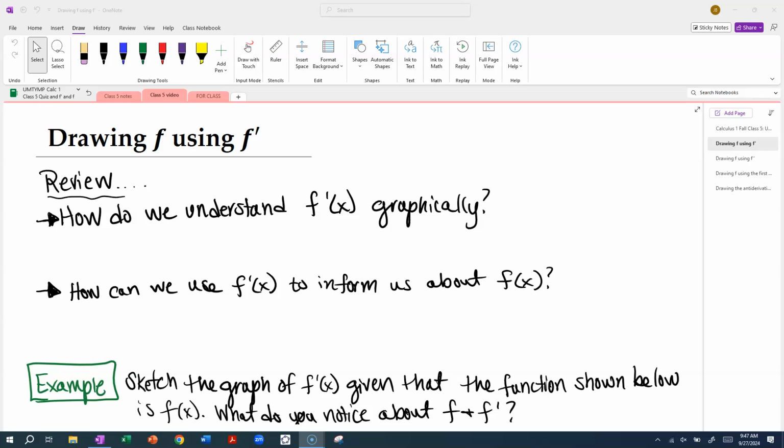And so to answer both of these, how do we understand f prime of x graphically? It's the rate of change. I'm not going to write this down, but it's the rate of change in f, right? So it should be the graph of the tangent slopes of f. And then for the second question, how do we use f prime to inform us about f of x? Well, again, connected to the first one, if we're showing the graph of f prime, that is the graph of the slopes of f. So then we just have to sketch the graph using the y value that we see for f prime in that graph, and make that the slope of f at that given point.